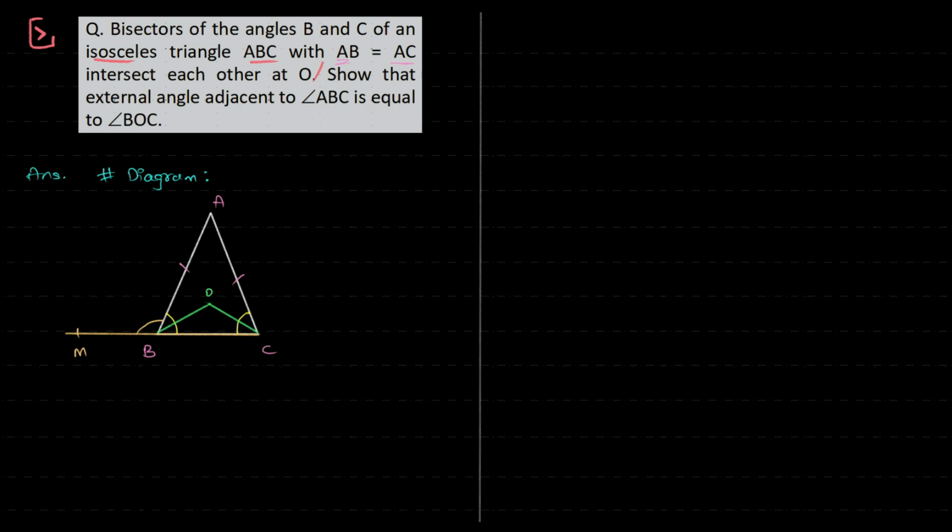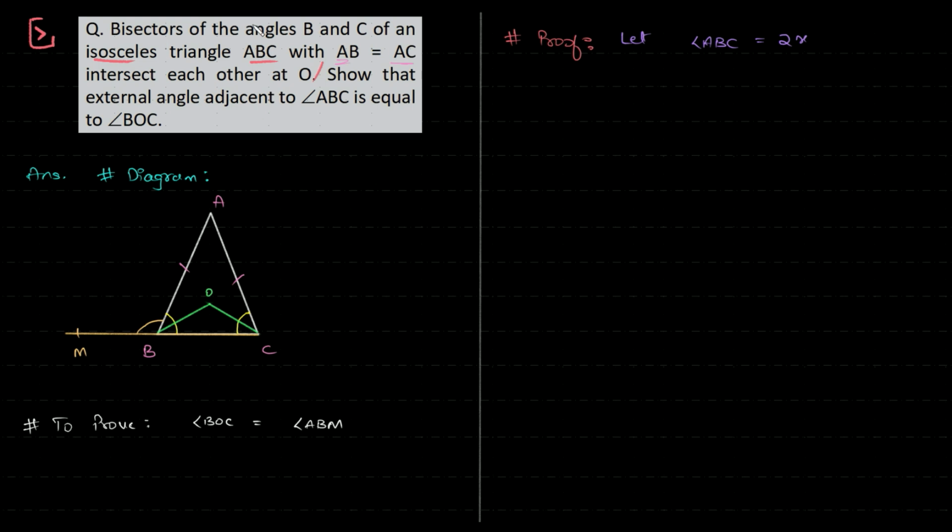That's your diagram. So basically we are looking to prove angle BOC is equal to angle ABM. Okay guys, what is the very first thing when it comes to bisectors and all of this? What do I ask you to do? We'll let angle ABC be equal to 2x.